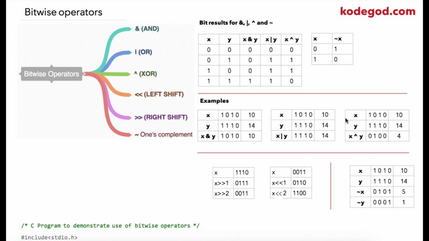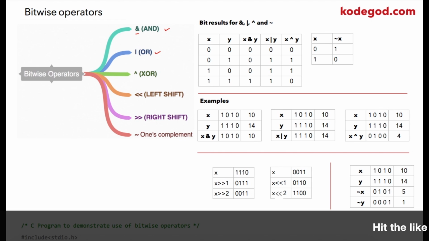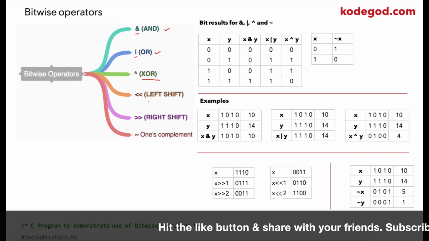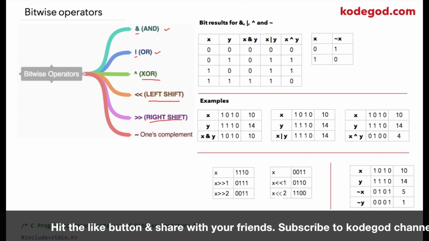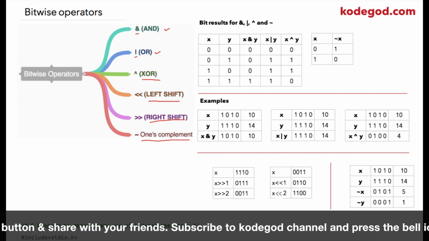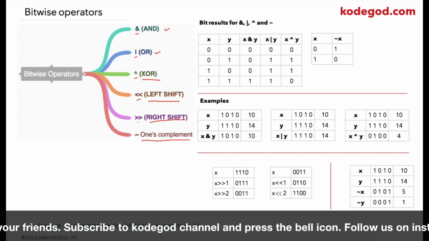In this lecture, we are going to learn about bitwise operators. There are a total of 6 different types of bitwise operators. First is the AND operator, which is denoted by a single ampersand, then an OR operator, which is denoted by a single vertical stroke, then the XOR operator, then we have the left shift operator, then the right shift operator, and ones complement, and these are the symbols for these operators respectively.